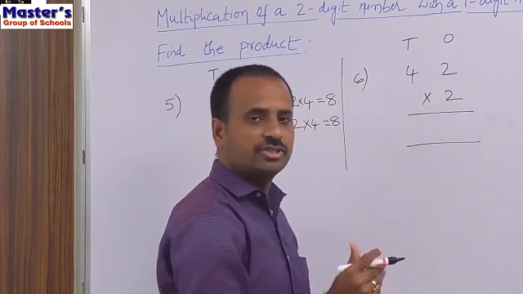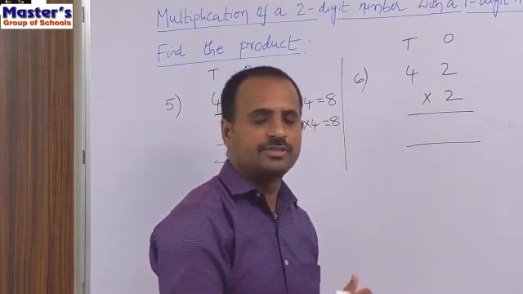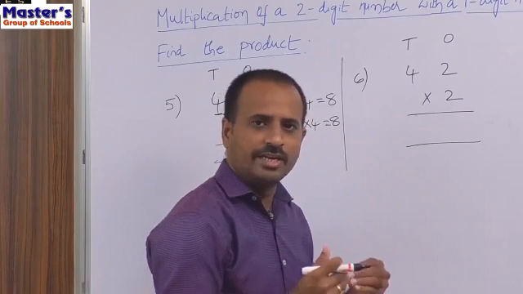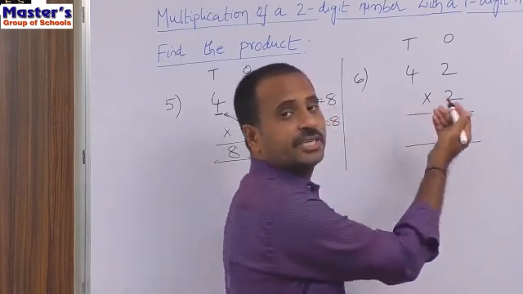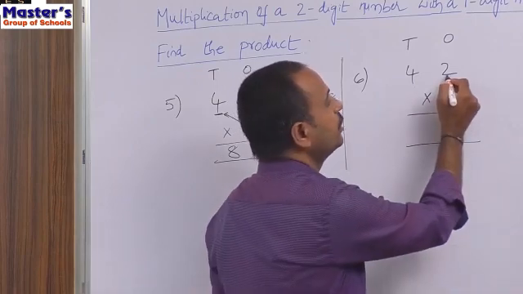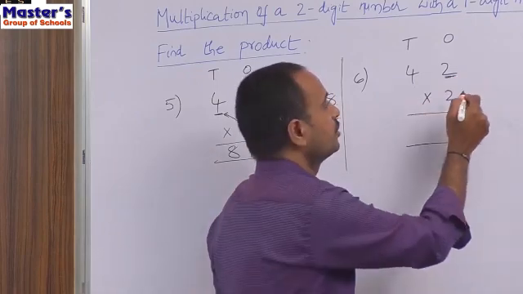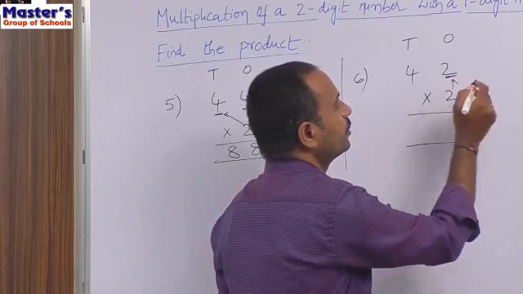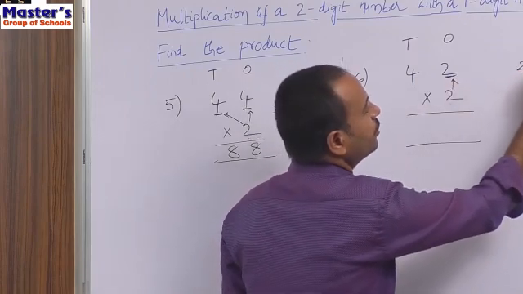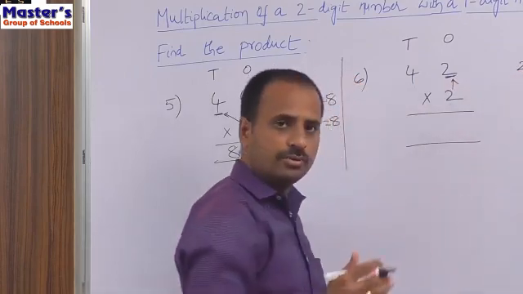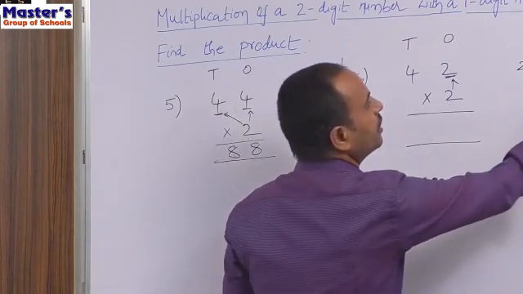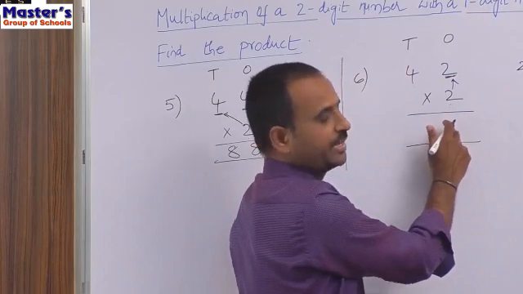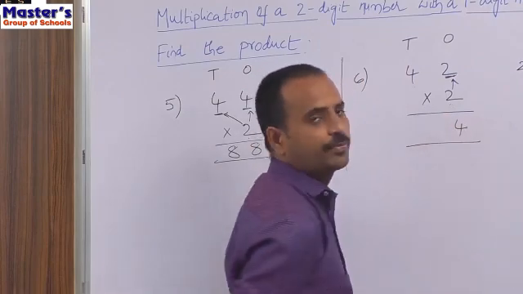Now let us start multiplication from ones place. First multiply the digit present in the ones place with 2. Which digit is present in ones place? 2 is present in ones place. So multiply 2 with 2. That is 2 into 2. Children, how much is 2 2s? 2 2s are 4. So write 4 under ones place.